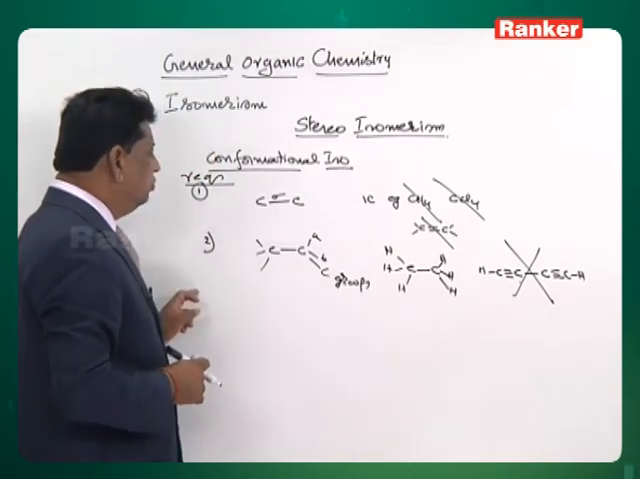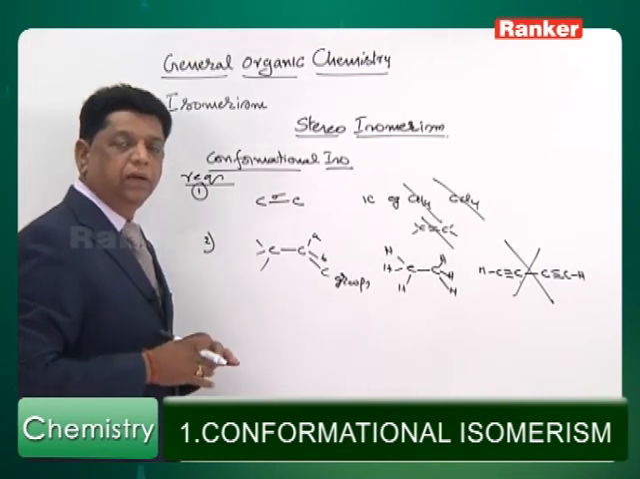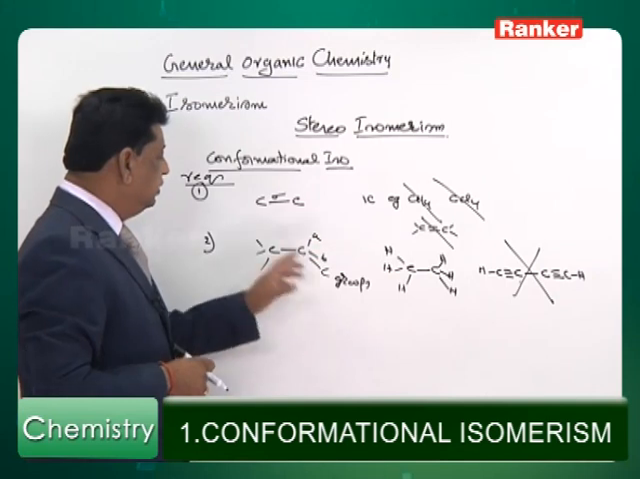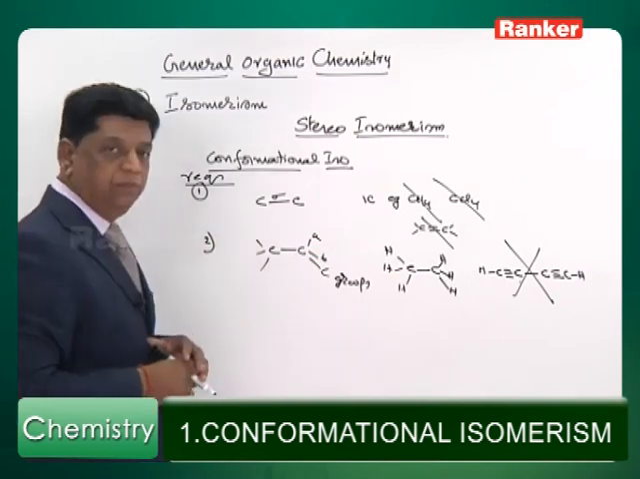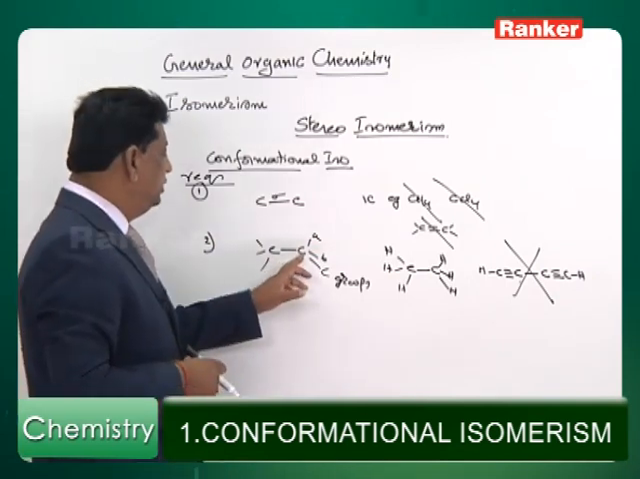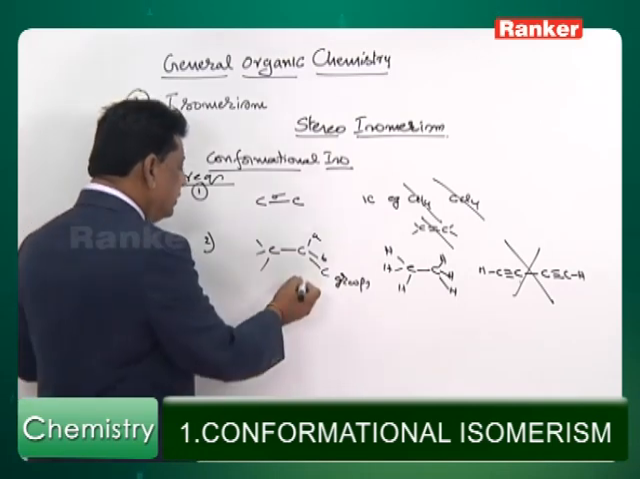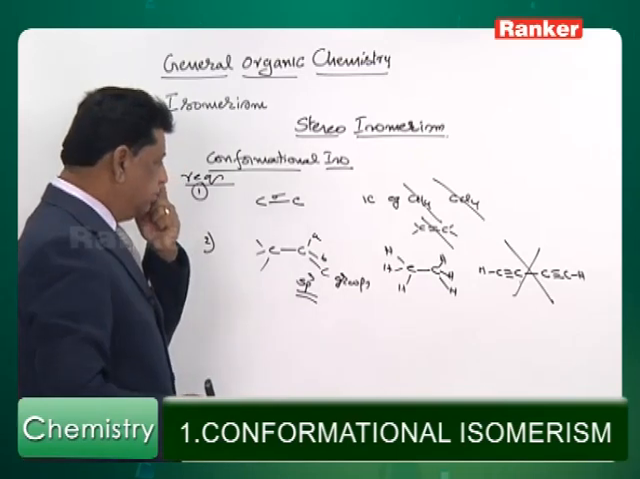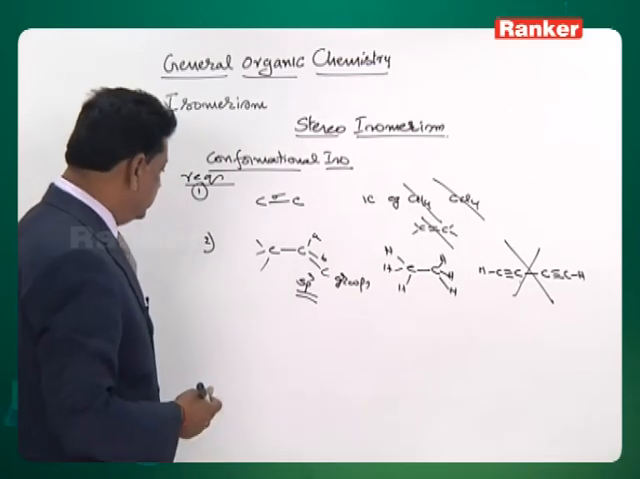So, these are the two fundamental requirements. There should be a carbon-carbon sigma bond. The carbons attached by that sigma bond should have some groups, and both carbons should be sp3 hybridized carbons. Then only will you have hydrogens, methyl, chlorine, or some groups possible.